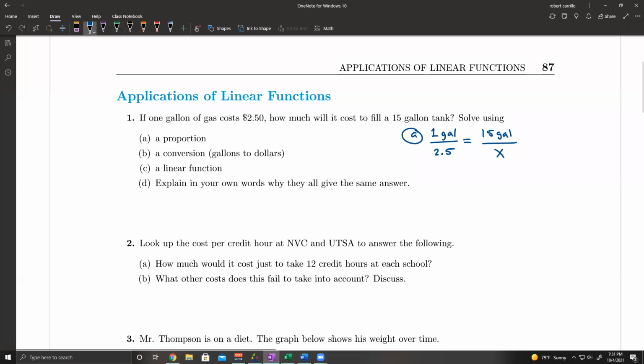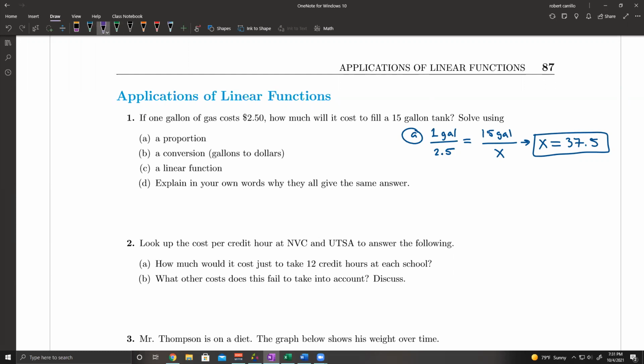So by a proportion, if we solve it, you cross multiply and you'll get X equals, and what is 2.5 times 15? $37.50. So it'll cost $37.50. Okay, so that was doing the proportion.